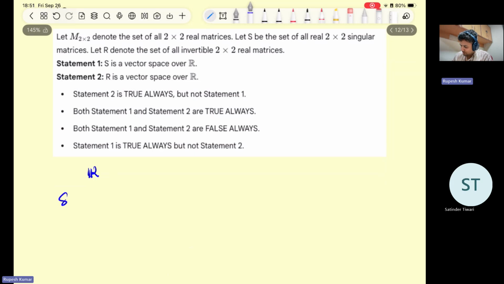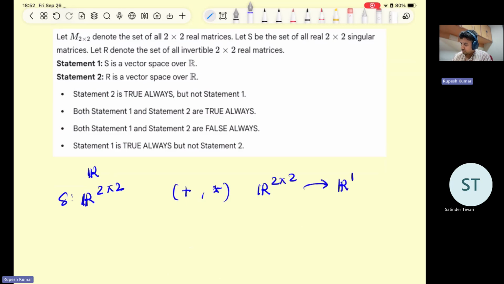And let's talk about S. S contains all the matrices of dimension 2 by 2, right? And a vector space over R means, let's say we do addition or scalar product operations over matrices in R 2 cross 2, can you span the R1 space? The question is this. Can you?